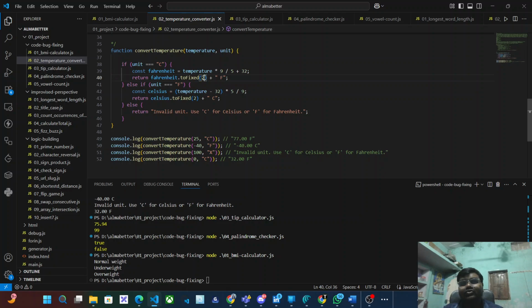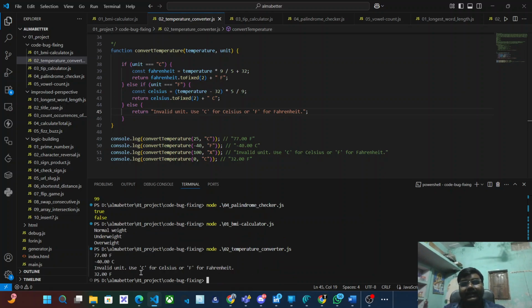So you use toFixed to 2 decimal points, and same for F, we are converting into Celsius and returning the value. Suppose someone inputs a unit other than C or F, it's an invalid input and we are returning that. Now we are running our function, so we are getting the expected output.